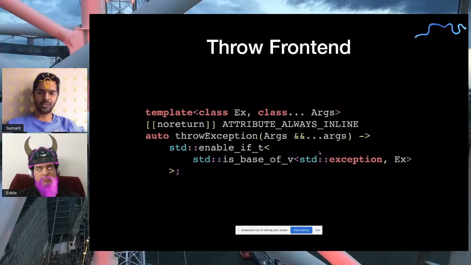And then step four is optional. You can see that we have made sure that the exception is derived from std exception. You can add more conditions here. So basically, this allows you to create a single place where you can put constraints in your code. And overall, we believe that this will help you write better code for throwing exceptions.